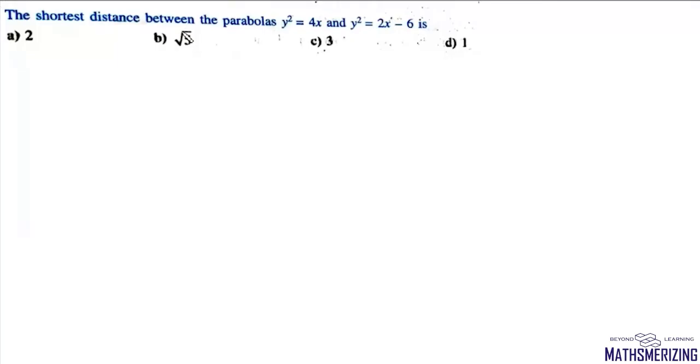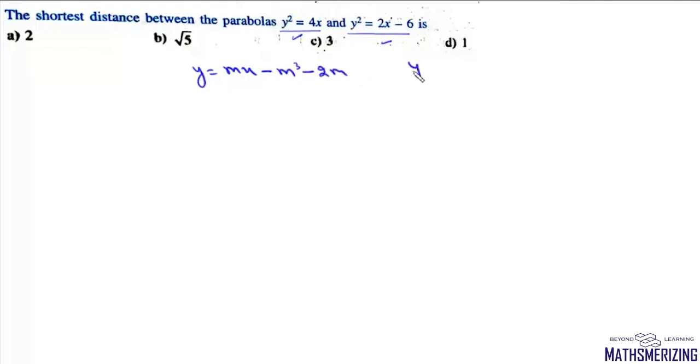Now here the question is: find the shortest distance between the parabolas y square equals 4x and y square equals 2x minus 6. So we know that the shortest distance occurs along the common normal. So first what we'll do is find the equation of the common normal to these two parabolas. For the first parabola, the equation of normal will be y equals mx minus 2am minus am cube. Now a here is 1, so it will be minus m cube minus 2m.